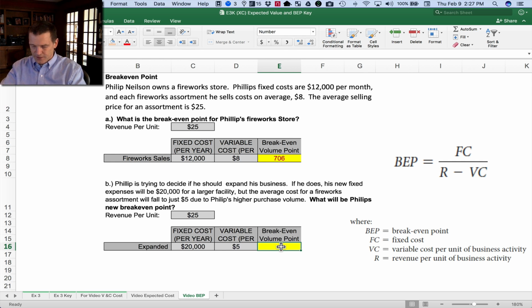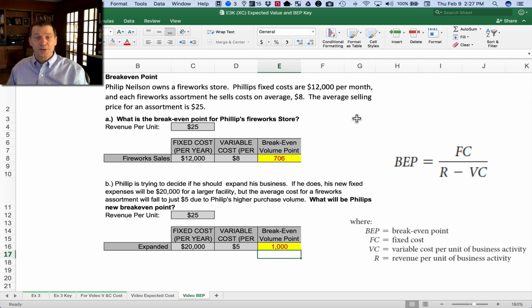Let's put it in the little yellow cell here: equals $20,000, our fixed cost, divided by, what's the difference? $25 selling price, let's put a bracket in there, $25 selling price minus $5. So he has a larger contribution margin, and he would need to sell 1,000 per month to get to break even. So this can inform his business decision.